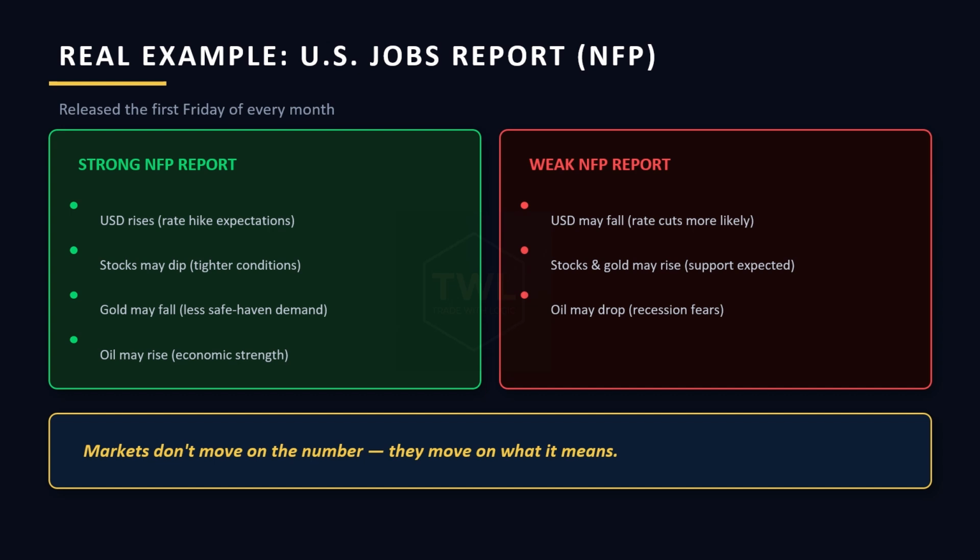If the NFP report is weak, the dollar may fall because rate cuts become more likely. Stocks and gold may rise, anticipating support from the central bank. And oil may drop on fears of a slowing economy. Here's the one sentence I want you to remember from this entire lesson. Markets don't move on the number itself. They move on what that number means for the future.